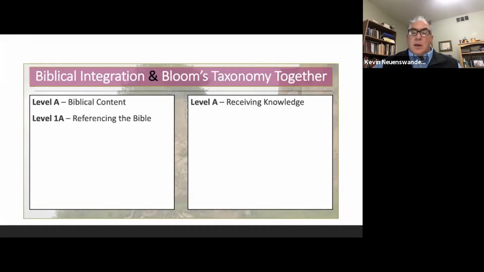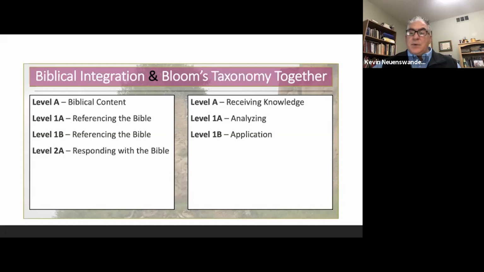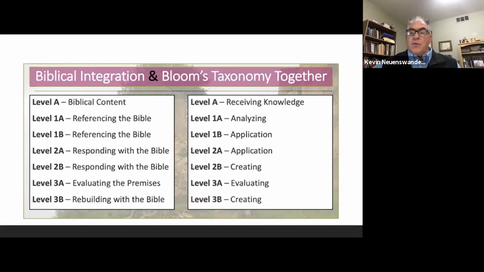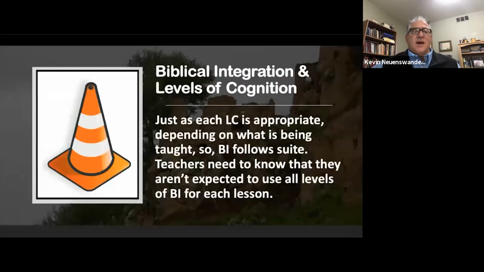Level 1 is surface connection, and it would be analyzing. Level 2 is deeper connection. Level 3 is even deeper connection. And when paired with the different levels of Bloom's, they become powerful tools for biblical integration and levels of cognition. This is helpful to us as Christian schools that are strong in biblical worldview shaping and academic rigor.